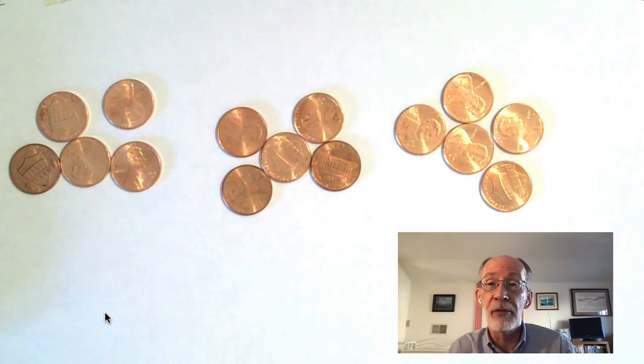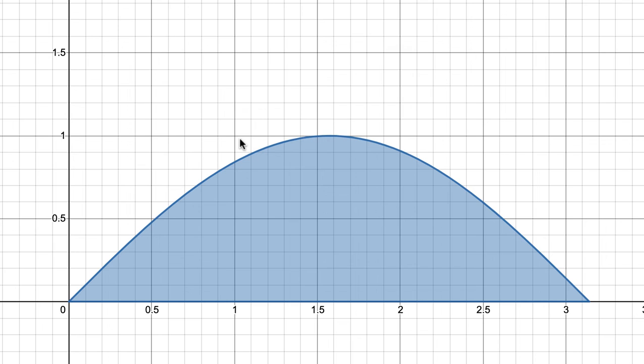Now we're going to switch to Desmos, and we're going to take a look at what that might mean in the case of a continuous function. So here we are on Desmos, and I have here the graph of the sine function from x equals 0 to x equals pi. It's a very familiar shape. It, of course, tops out at the point pi over 2, 1, and there it is.